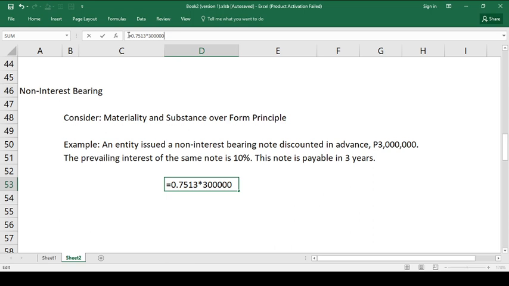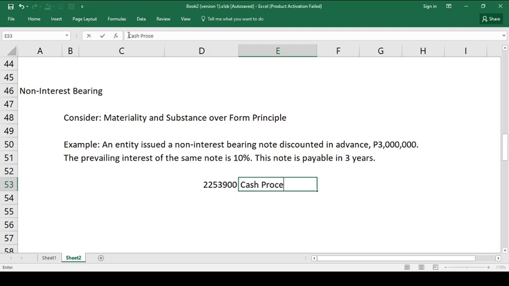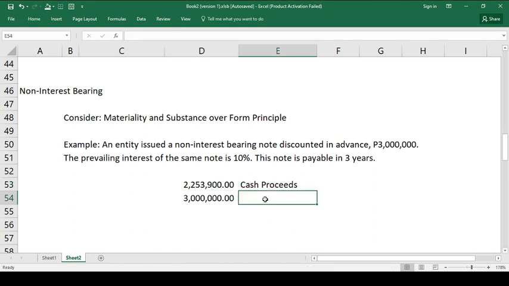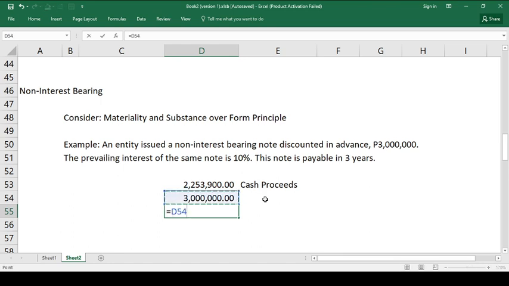Para makita natin magkano yung discount, the cash proceeds, obviously this was the cash proceeds from the note, no? And then if the face value is 3 million, yung face value of the note, by deducting the cash proceeds that we have determined, by multiplying the present value factor to the face value of the note, we can now determine the discount that is being considered here in this problem.